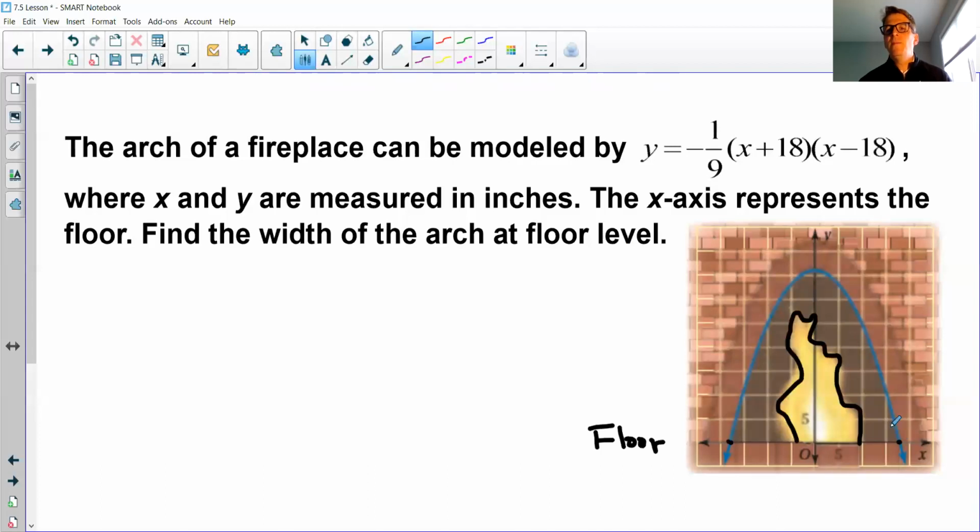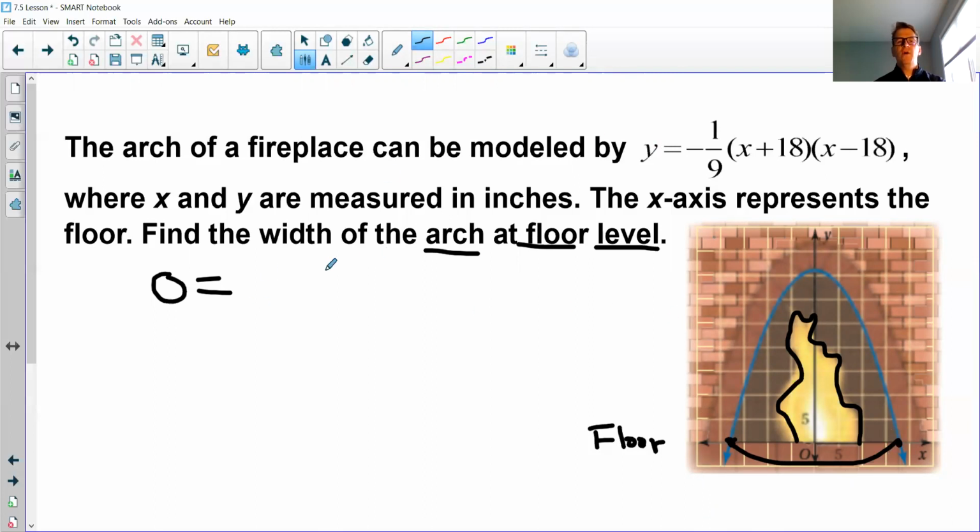So basically, the y of these ordered pairs is 0. If you had to actually identify these, this would have a negative number, and this would be a positive number. But we're asked to find the width of the arch at floor level. So we're trying to find this dimension, the x on this side, and that same x should be on the positive side.